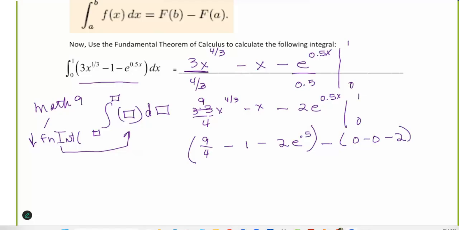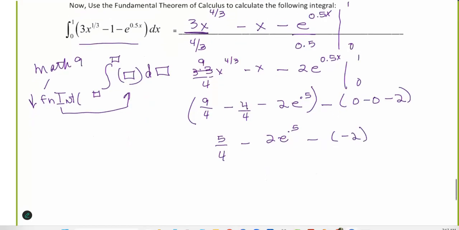Okay, so then let's figure out what this is. What if I made my 1 a 4/4? Isn't that going to let me say that this is 5/4 minus 2e to the 0.5, and then minus a minus 2?